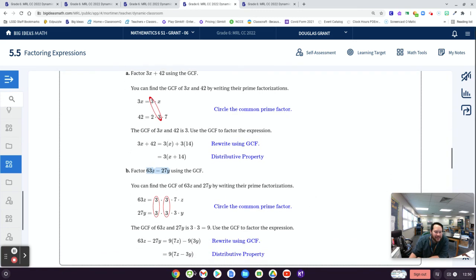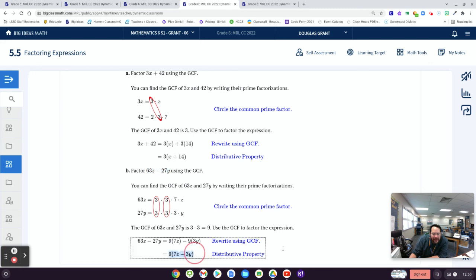The 9 goes on the outside, and then in order to get 63z, you have to do 9 times 7z. And in order to get this minus 27y, you have to do 9 times minus 3y. So that is the factored form, the thing I just highlighted there in blue. Again, that's another great example to add to your notes. That is factoring. All right, I'm going to leave it there. If you have questions while you are factoring, remember, it's undistributing. It's going backwards from the distributive property.